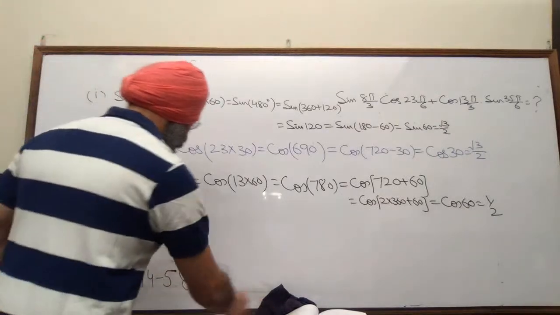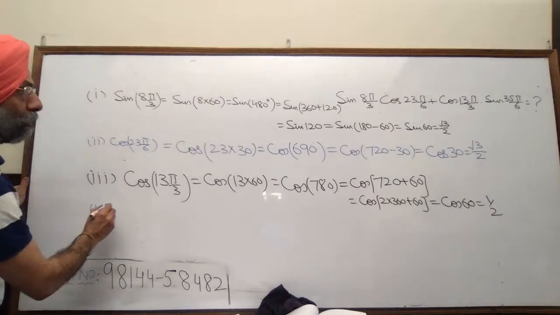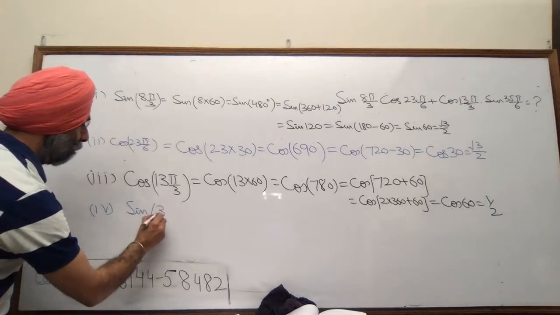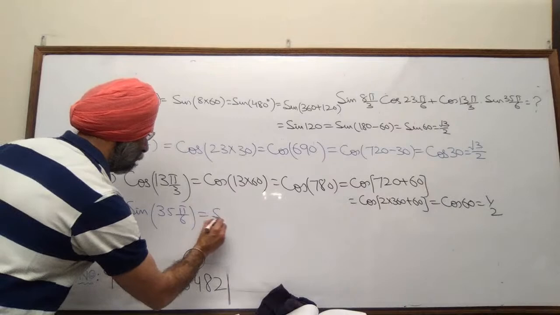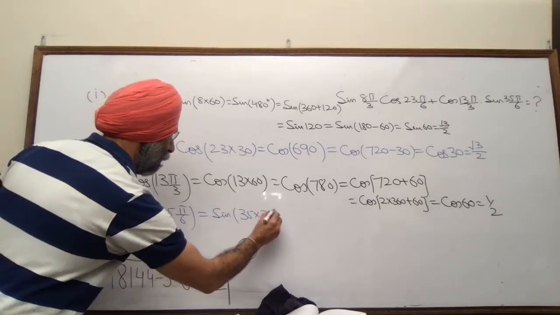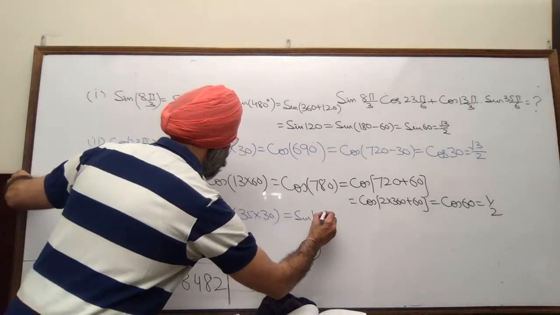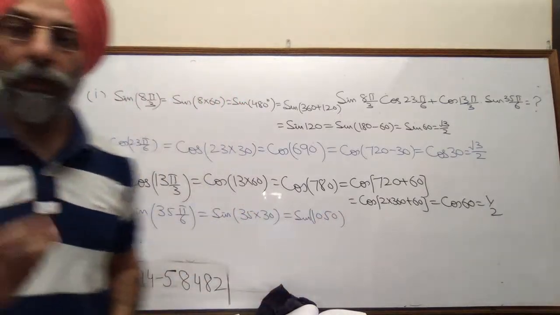Now coming to the next one. Next was, what is that? It is sine of 35 pi by 6. Can I write this as sine of 35 into 30, which is sine of 1050 degrees?